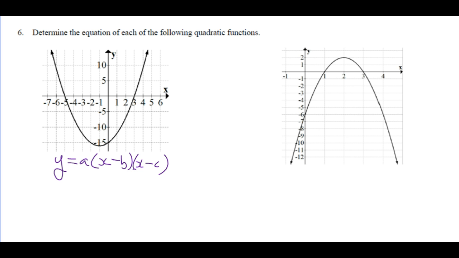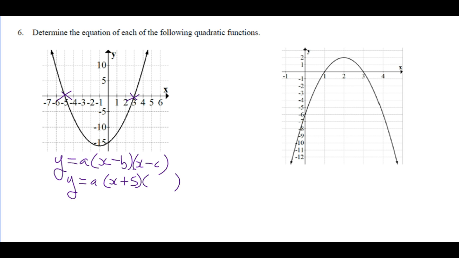So we know the x-intercepts, right? One x-intercept is negative 5. So what do I write here as a factor? If I put a negative 5 in here, I want this thing to be 0. So I need to write x plus 5. And I know that another x-intercept is 3. So I want an expression which, if I put a 3 in for x, gives me 0. So x minus 3, right?